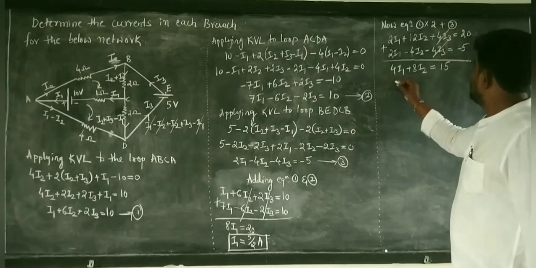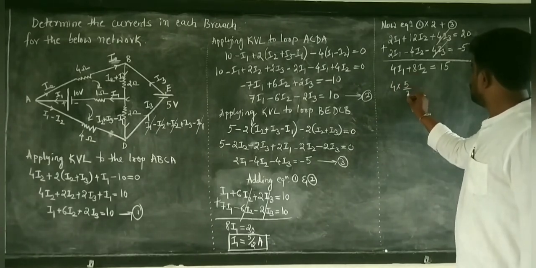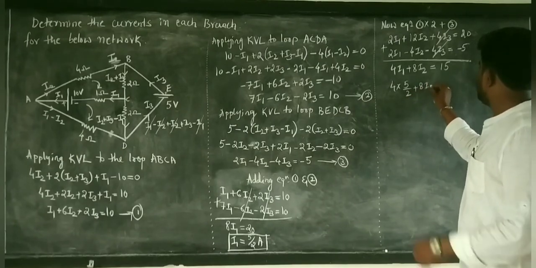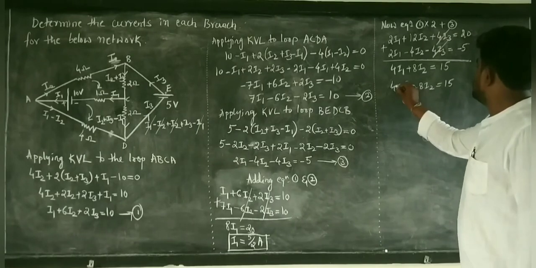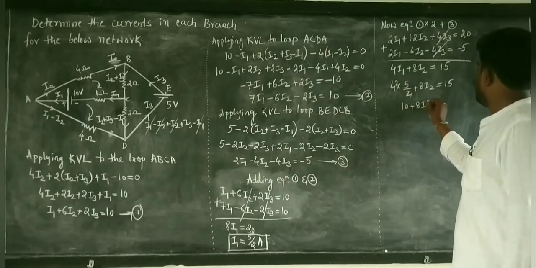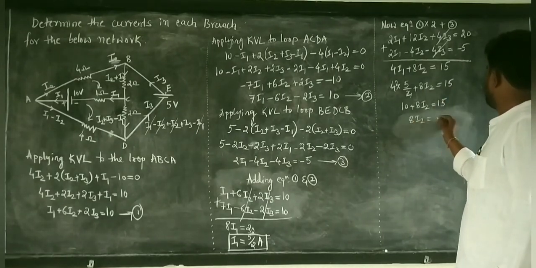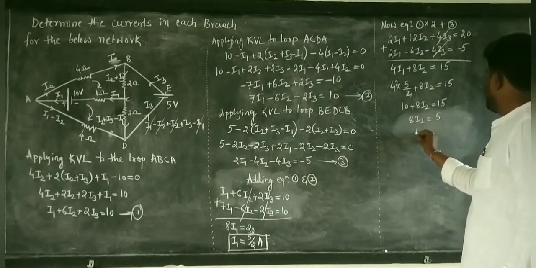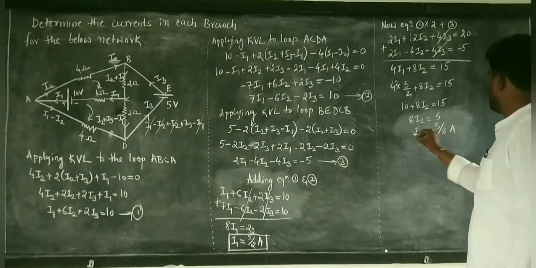Okay. So 4 into I1 value, it is 5 divided by 2, plus 8I2 is equal to 15. So 2 ones are 2, 2 twos are 2, 5 twos are 10. So 10 plus 8I2 is equal to 15. So 8I2 is equal to 5 and I2 is equal to 5 divided by 8 ampere.